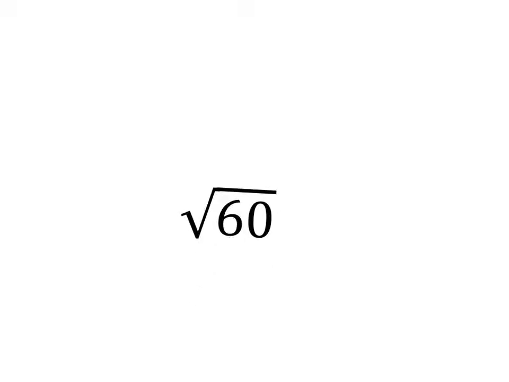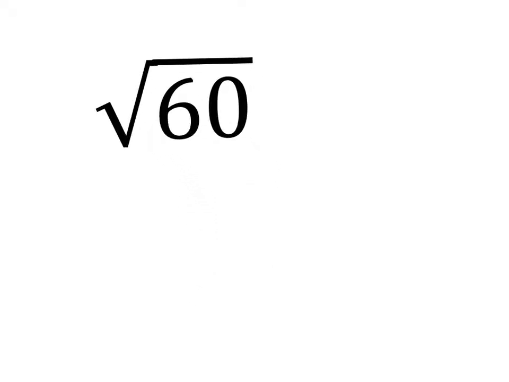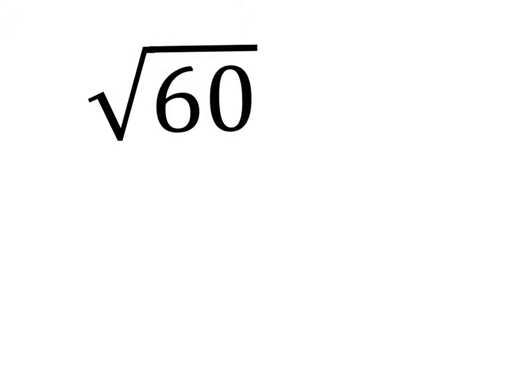So the next problem says the square root of 60. The second way that I'm going to do this is going to be completely different. If you got lost in the first way, then maybe this will make a little bit more sense to you. And if the first way made complete sense to you, then this may seem like a lot of work. Neither one of them is wrong. You just have to figure out which one is going to be the best one for you.